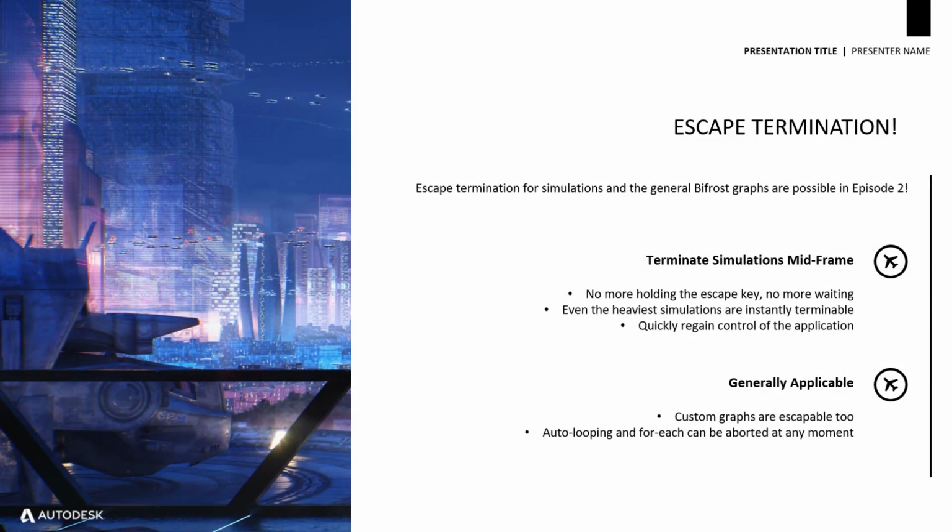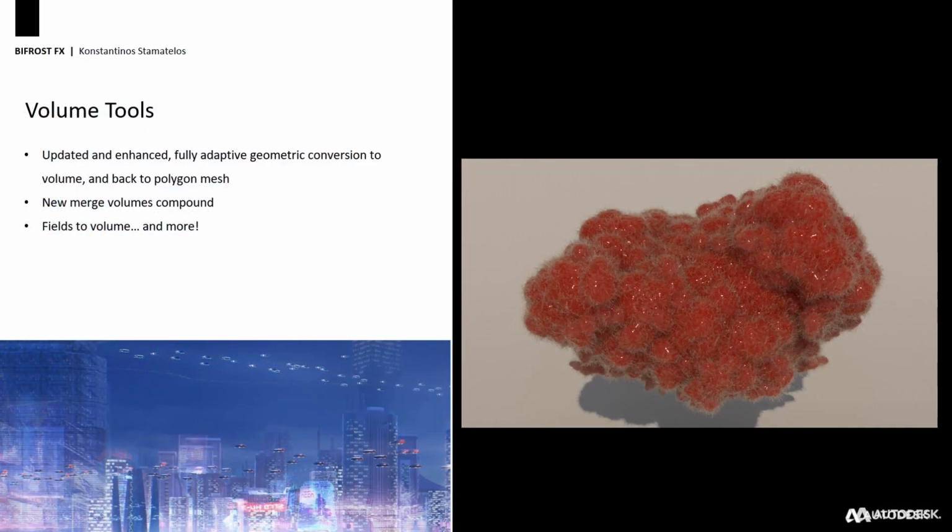Last but not least, I'm very happy to announce that Episode 2 brings escape termination for aborting any simulation mid-frame and quickly regaining control of the application. This is generally applicable to all compute-intensive graph computations such as auto and for each loops, for example. With that, we've wrapped up the section about the simulation-specific updates. Let's now have a look at what's new with volume tools.